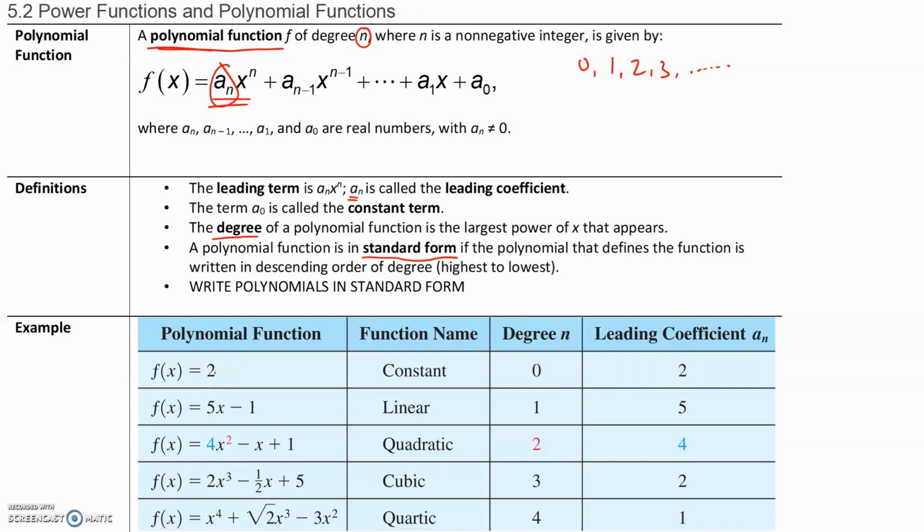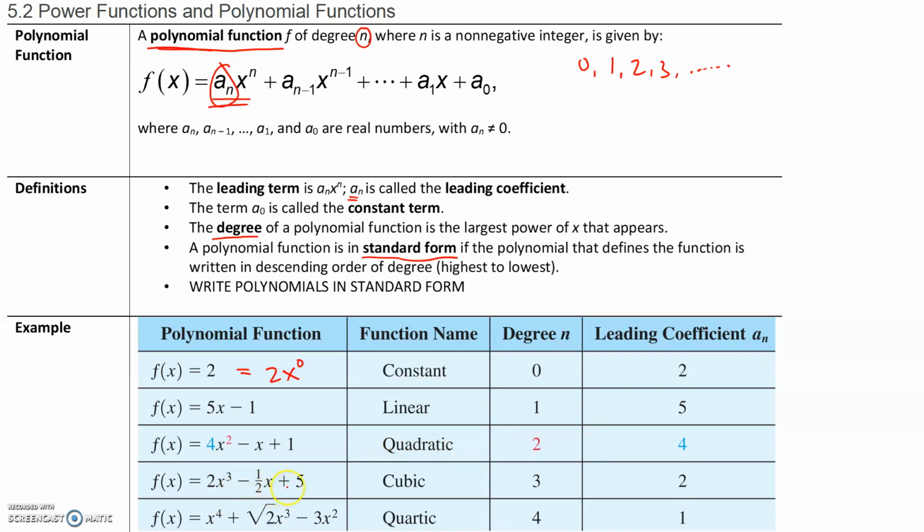We can also write 2 as 2 times x to the 0 power, which is why the degree is going to be 0. 5x minus 1 is called a linear function. We know that if we graph this, we get a line. The degree is 1 because the highest degree of x is 1, and the leading coefficient is 5. For 4x squared minus x plus 1, this is called a quadratic. Anytime we have the highest power of 2, that's a quadratic function, which we talked about in the previous section, with a degree of 2 and leading coefficient of 4.